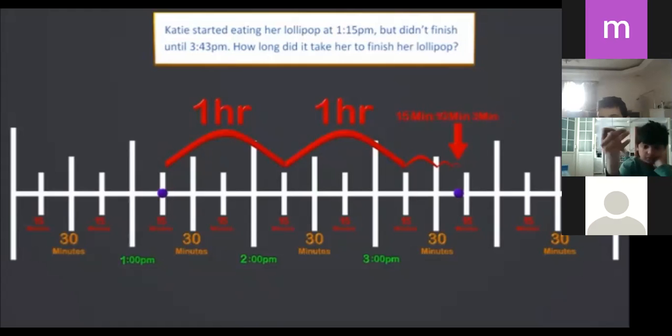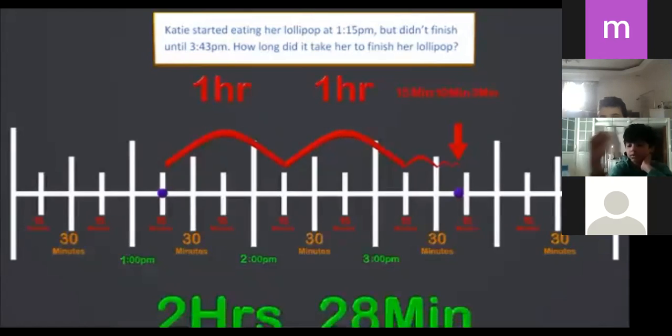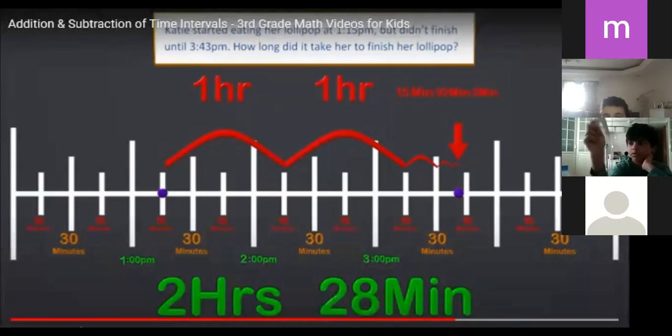To finish the problem, we just need to add up the amount of jumps that we did. We jumped 2 hours, then 15 minutes plus 10 minutes gives us 25 minutes. And the last jump is 3 minutes added to the 25 gives us 28. So the answer is 2 hours and 28 minutes. That is how.